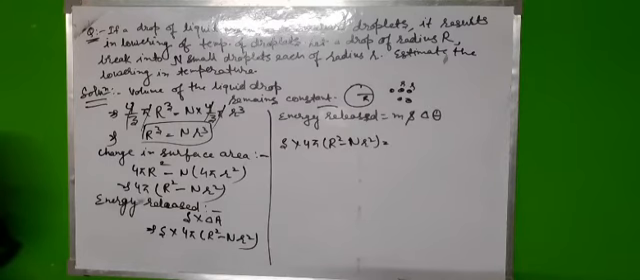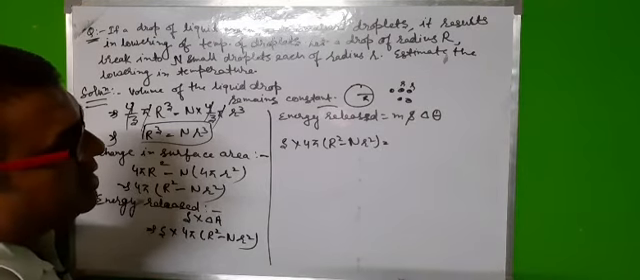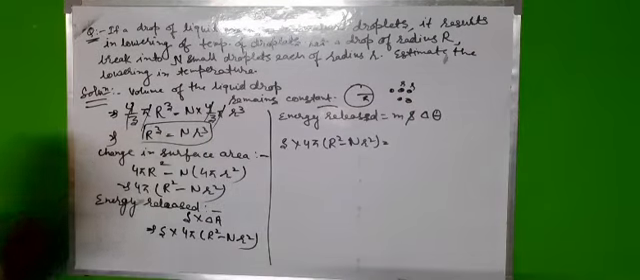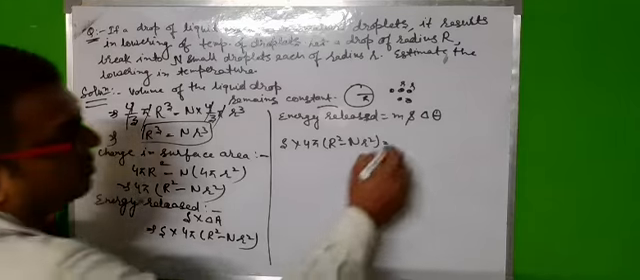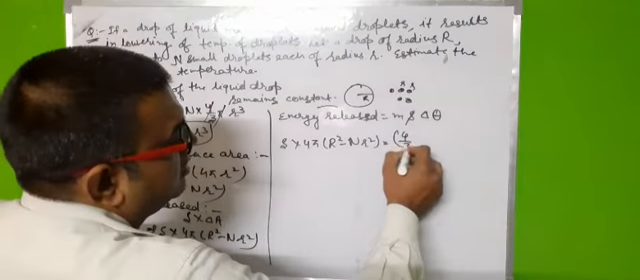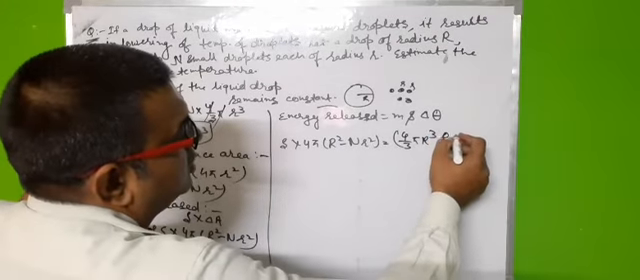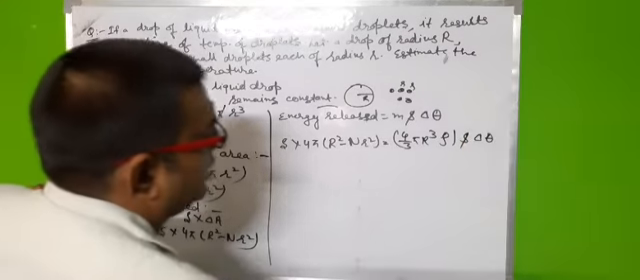Mass can be written as volume into density, since density is equal to mass upon volume. The volume is what? Volume is 4 by 3 pi R cube, into rho. So this is mass into S into delta theta.